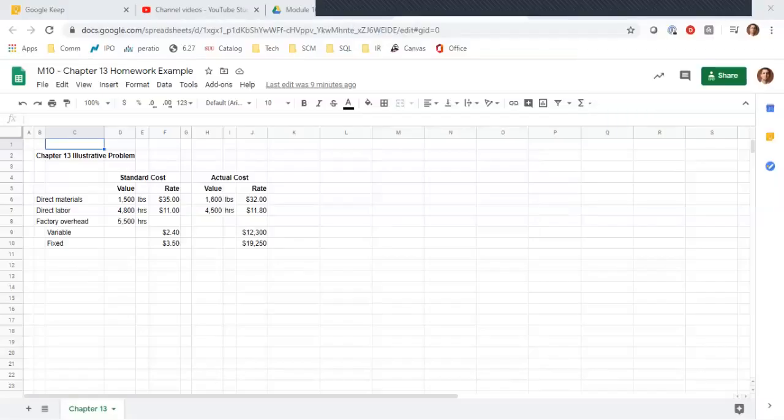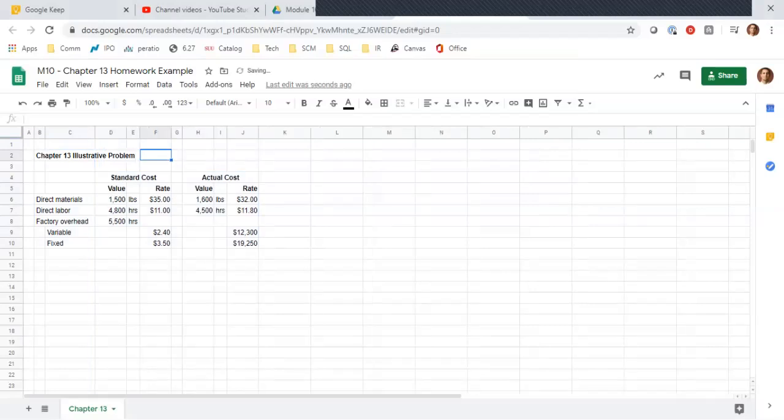Okay, so for chapter 13 homework example, I'm going to walk through the illustrative problem. On page 545, I have the data already entered in for this problem, so we can get started. So first, determine the quantity variance, price variance, and total direct materials cost variance. Okay, so these are all going to be material variances.